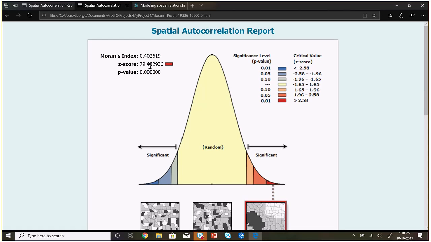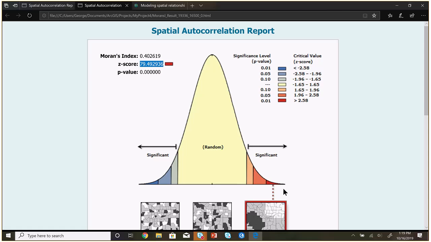So that's what this is, right? The Z score is the standardized distance away from the mean. If the Z-score is 1, that means it's 1 standard deviation away from the mean. If it's 2, it's 2 standard deviations away from the mean. Well, this is 79 standard deviations away from the mean.